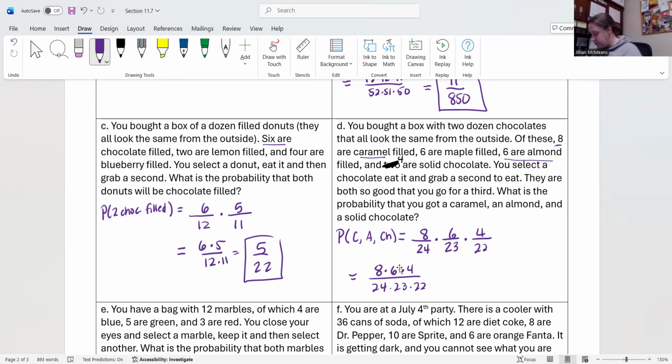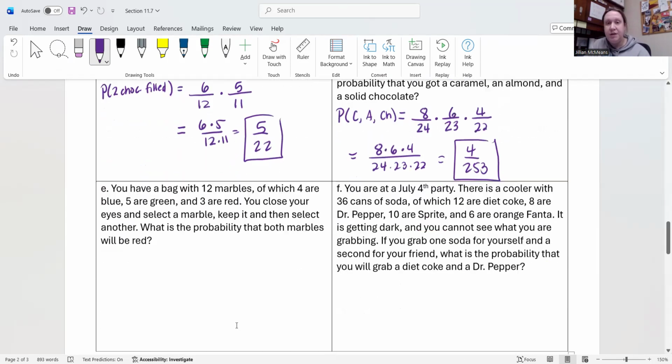24 times 23 times 22, and I get 4 out of 253. So the probability of getting a caramel, an almond, and then a solid chocolate would be 4 out of 253. Okay, and hopefully you get the same thing when you use your calculator. All right, 2 more examples.